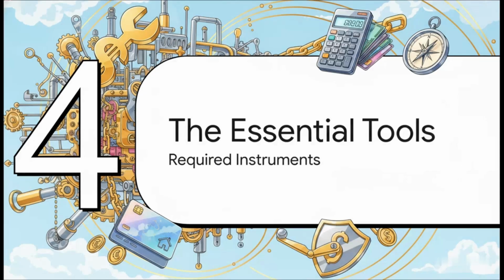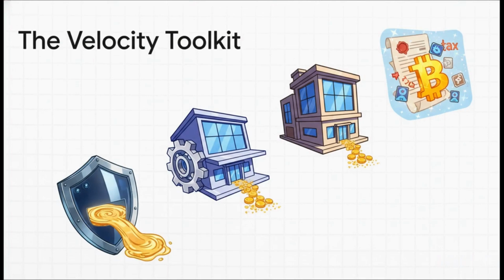That's the loop. Now, to make a complex machine like this actually work, you can't just use any old financial products. You need a very specific set of tools, and each one is chosen for what it can do inside this system. So here's your toolkit. Each one of these has its own superpower.